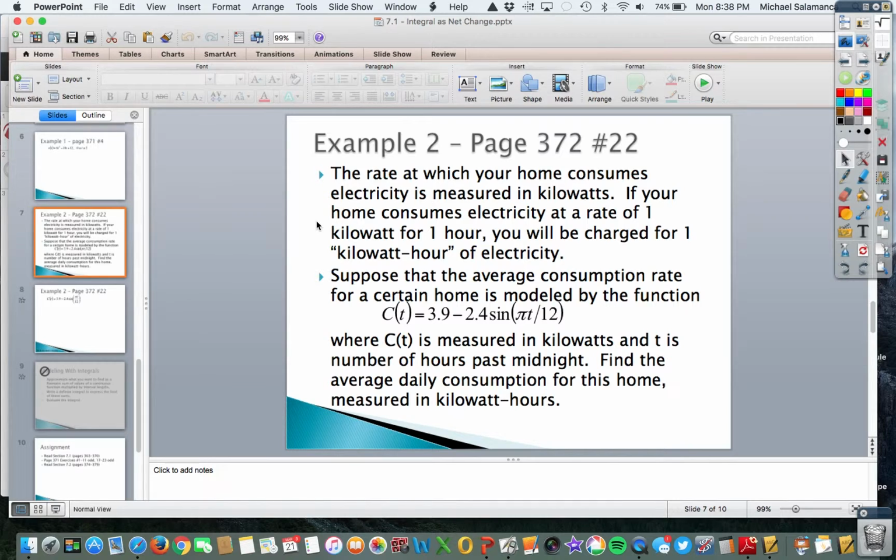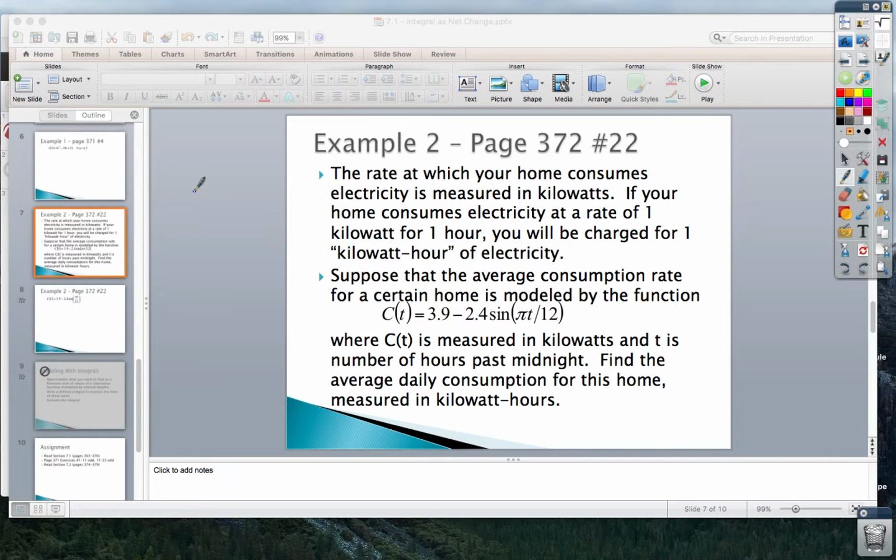One more, this is actually a really easy problem. The rate at which your home consumes electricity is measured in kilowatts. If your home consumes electricity at a rate of 1 kilowatt for 1 hour, you will be charged for 1 kilowatt hour of electricity. Suppose that the average consumption rate for a certain home is modeled by the function C of t, you could read the rest, where C of t is measured in kilowatts and t is the number of hours past midnight. So it's really important to read that. And it says find the average daily consumption for this home measured in kilowatt hours.